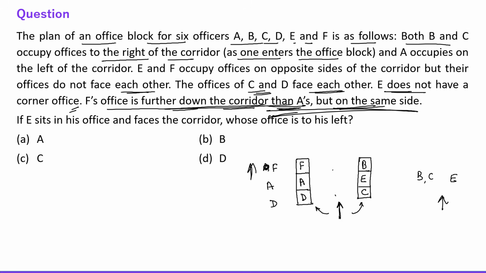Now what is the question? If E sits in his office and faces the corridor, whose office is to his left? E is sitting in the office and faces the corridor. Then whose office is to his left? C's office will be to his left. Okay, alright. Now let's move.